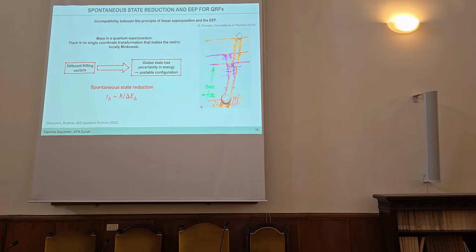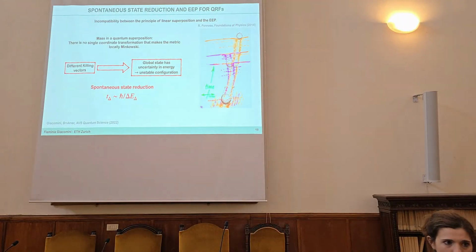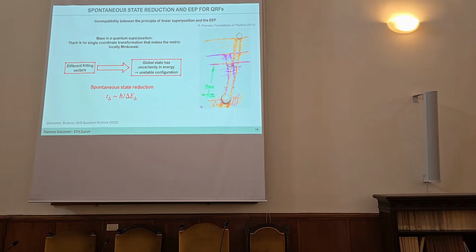And he even identifies the time over which the state reduces to just one single configuration of the gravitational field. And this would be h bar divided by the difference in gravitational energy between the two configurations.